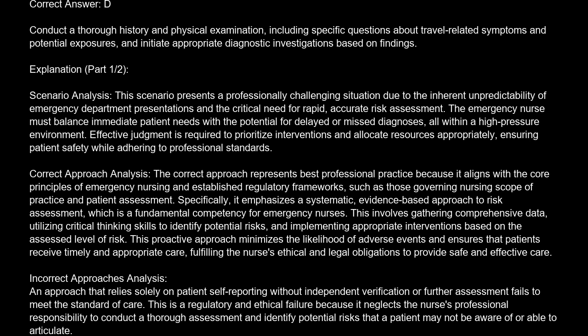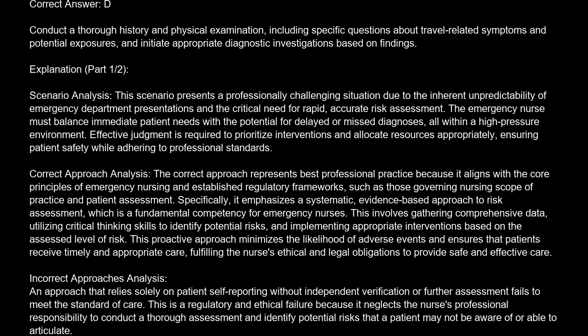Scenario analysis. This scenario presents a professionally challenging situation due to the inherent unpredictability of emergency department presentations and the critical need for rapid, accurate risk assessment. The emergency nurse must balance immediate patient needs with the potential for delayed or misdiagnosis, all within a high-pressure environment. Effective judgment is required to prioritize interventions and allocate resources appropriately, ensuring patient safety while adhering to professional standards.